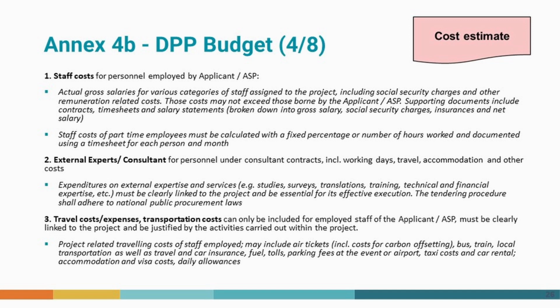Slide 4 and 5. On the next 2 slides, I will explain the details for each budget line. Number 1, staff costs. For personnel employed by the applicant/ASP. Actual gross salaries for various categories of staff assigned to the project, including social security charges and other remuneration-related costs. These costs may not exceed those borne by the applicant/ASP. Supporting documents include contracts, timesheets, and salary statements, broken down into gross salary, social security charges, insurances, and net salary.